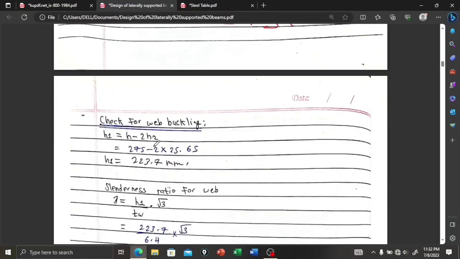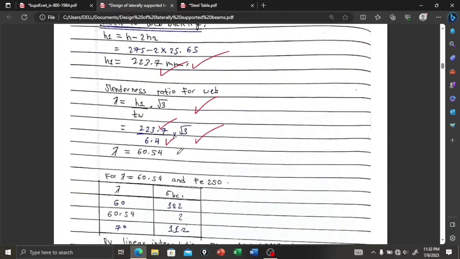Check for web buckling. d1 is d minus 2 d2, that is 275 minus 2, d2 is 25.65, d1 is 223.7 mm. Slenderness ratio is d1 by tw root 3. d1 is 223.7 divided by tw, which is 6.4 root 3. So slenderness ratio is 60.54.